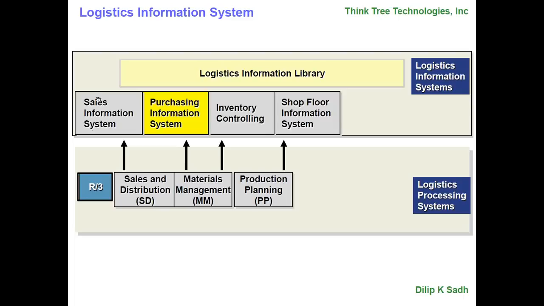The sales information system takes the data from SD. The purchasing information system takes the data from MM. Inventory controlling also takes data from MM. And the shop floor information system takes the data from production planning.